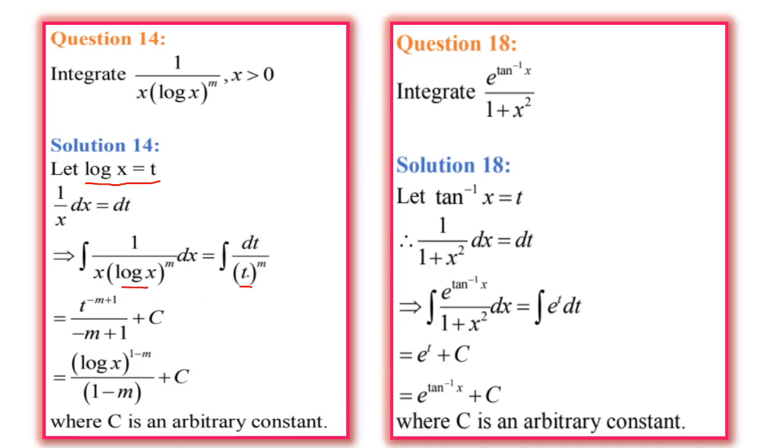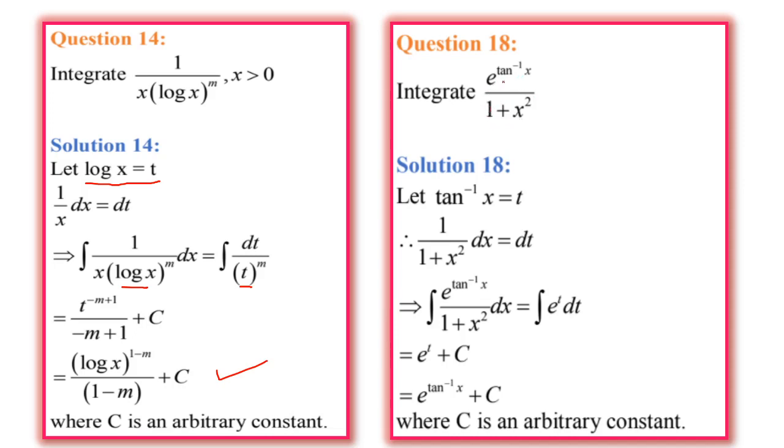So now t power m, can we write it as t power minus m? Because it is in the denominator, we can write it down, and then we can integrate: plus 1 in the power and plus 1 in the denominator. So how can we write down this thing? What is the value of t? T was log x, so log x raised to the power 1 minus m upon 1 minus m. This is the answer. Now same way here also, question number 18, e power tan inverse x upon 1 plus x square. Again students, you have to observe it.